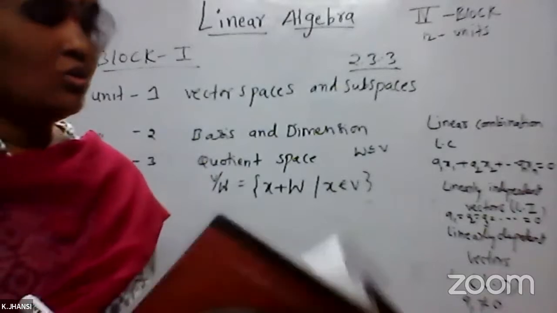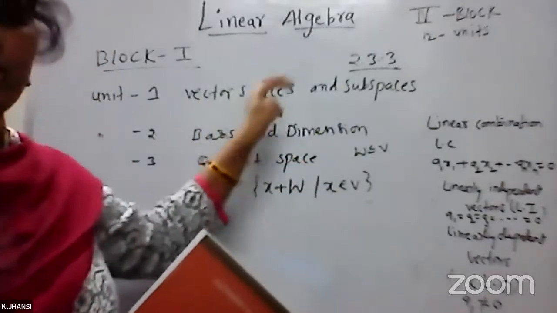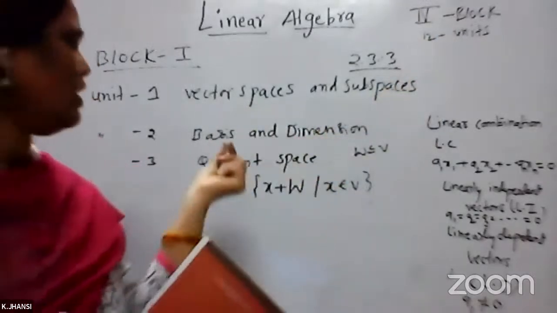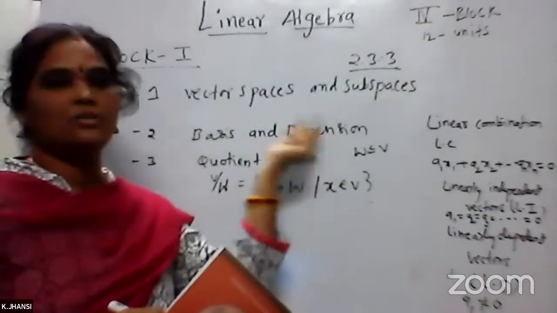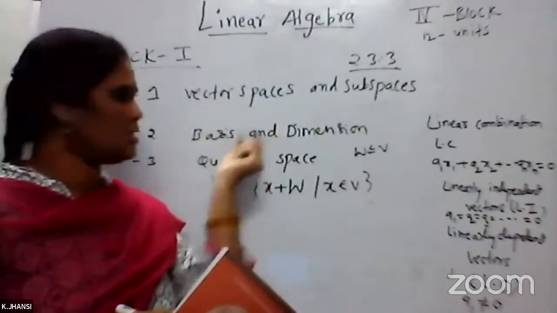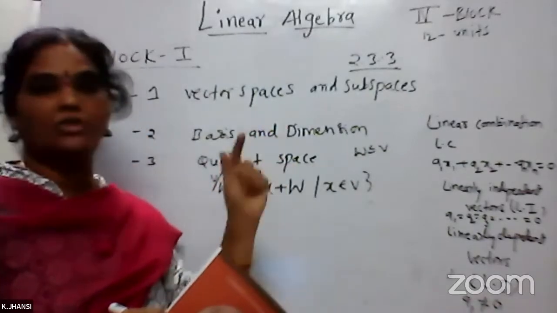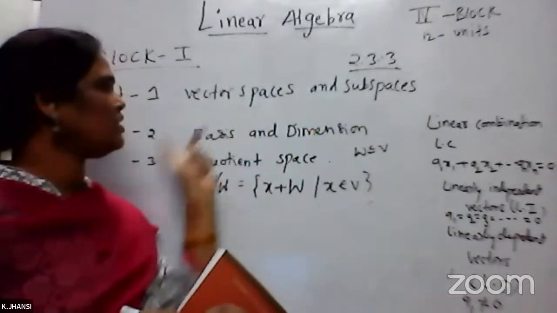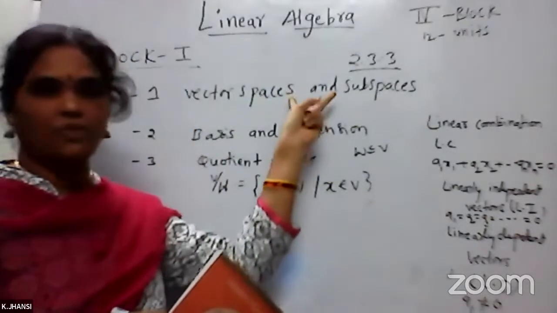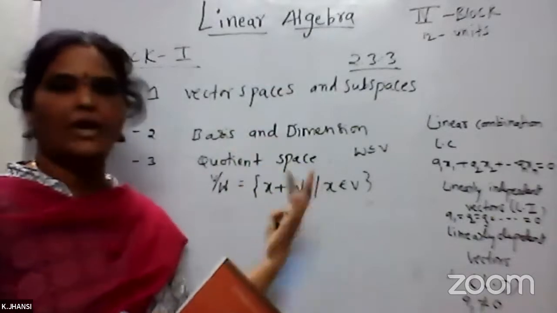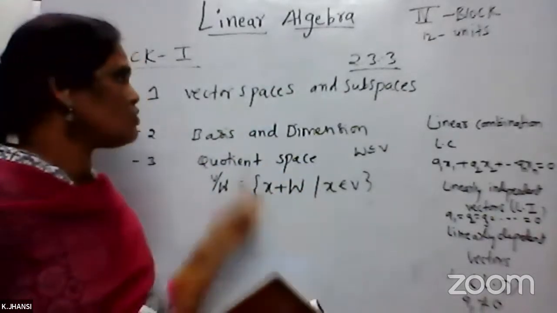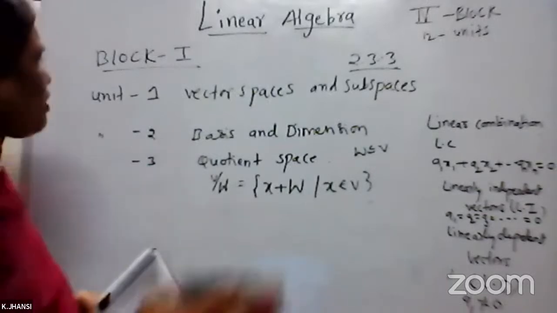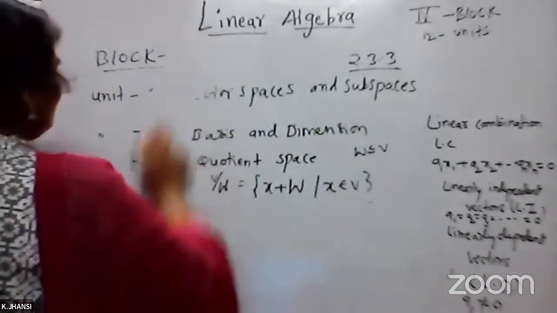Okay, so vector space is 5 marks. Subspaces also have the chance of 5 marks only, and in basis and dimension you have the theorem of 10 marks, and in quotient space you have the theorem on 10 marks. So 2 10 marks questions from units 2 and 3, and 1 5 marks question from vector spaces. From here you may get any one 5 marks question. Okay, so this is about units 1, 2, 3 in block 1. Next we will see block 2.